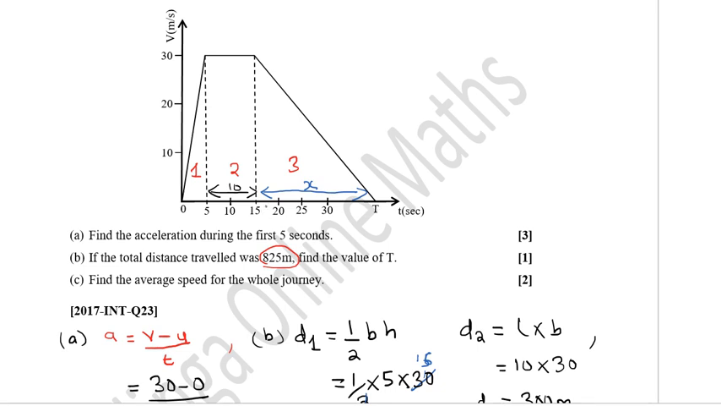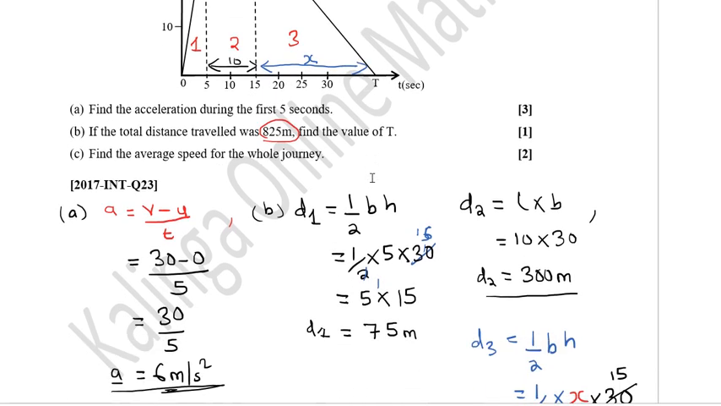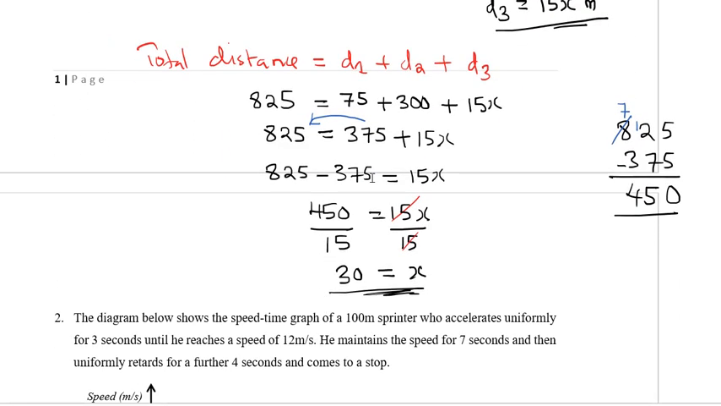You have seen here, because this region, which is area 3, is not starting from 0. It has started from 15 there, so from 15 to t. The gap there is the value of x, which is 30. So to find the value of t, we have to add 30 plus 15, and the answer will be the value of t. Okay, that's how you do it.